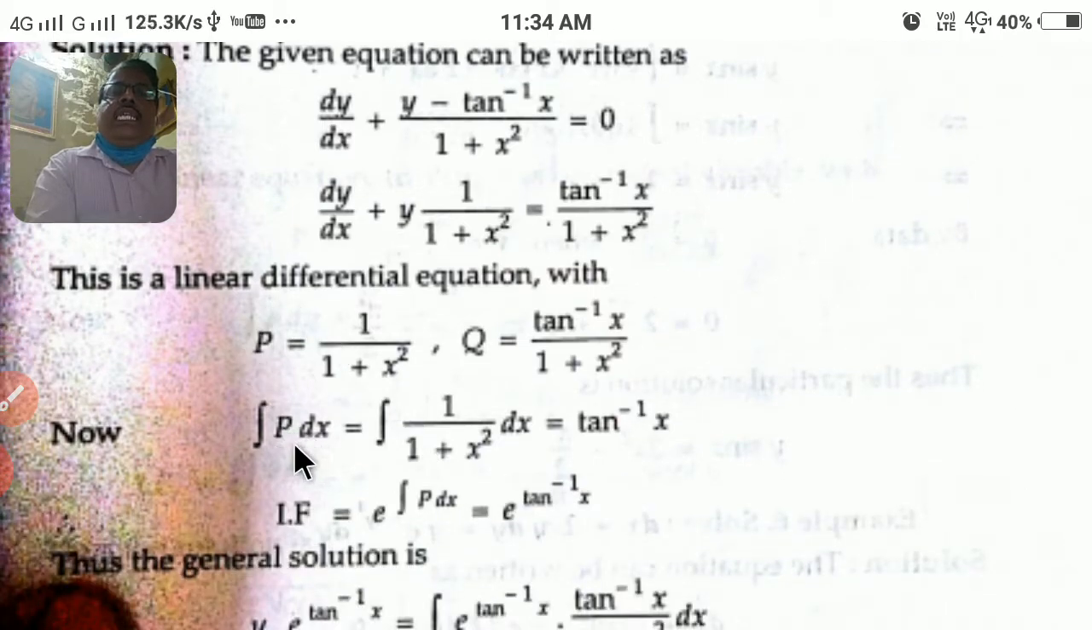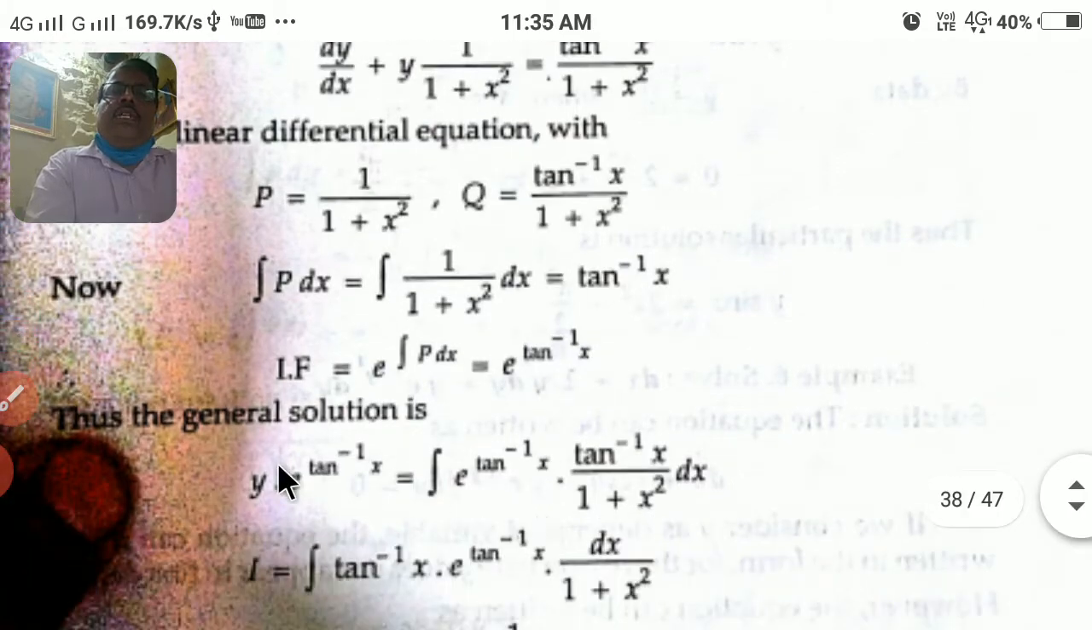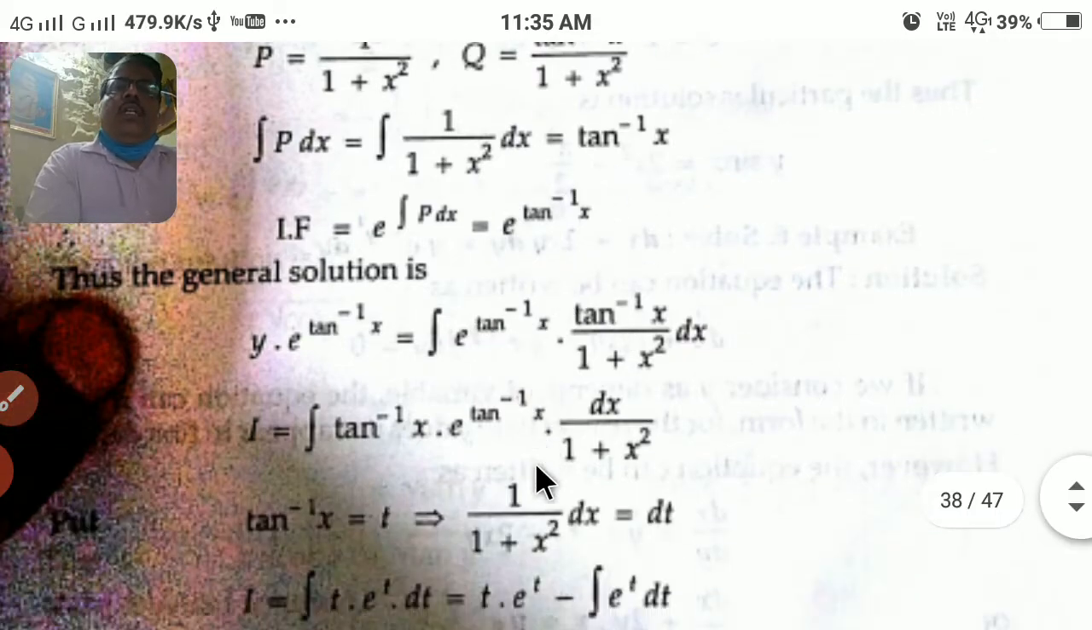Now calculate its integration. Integration of P dx is equal to integration of 1 by 1 plus x square dx, which is tan inverse x. So the integrating factor is equal to e raised to integration of P dx, which is e raised to tan inverse x. Thus the general solution is y into the integrating factor, that is e raised to tan inverse x, which is equal to integration of Q, that is tan inverse x by 1 plus x square, into the integrating factor, that is e raised to tan inverse x.